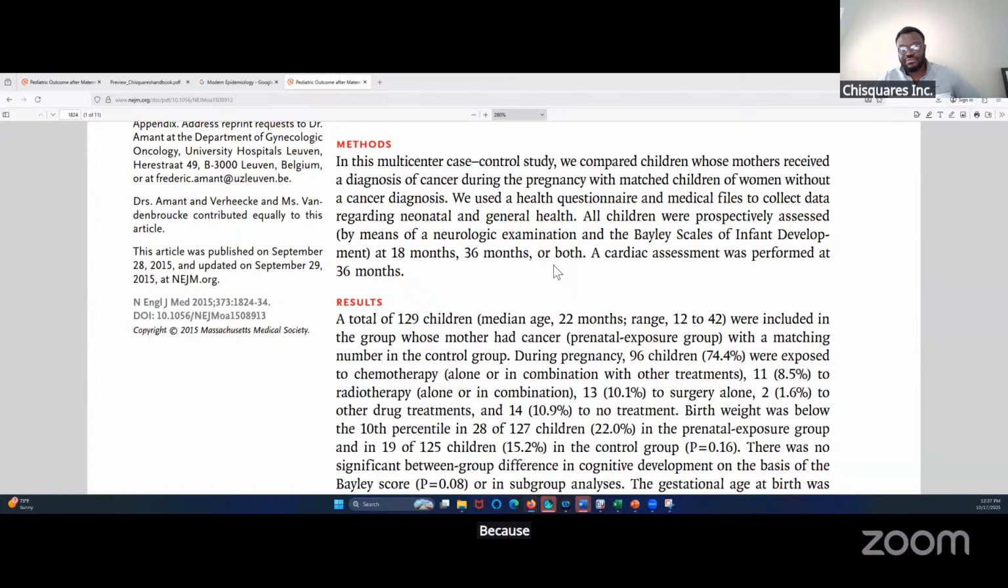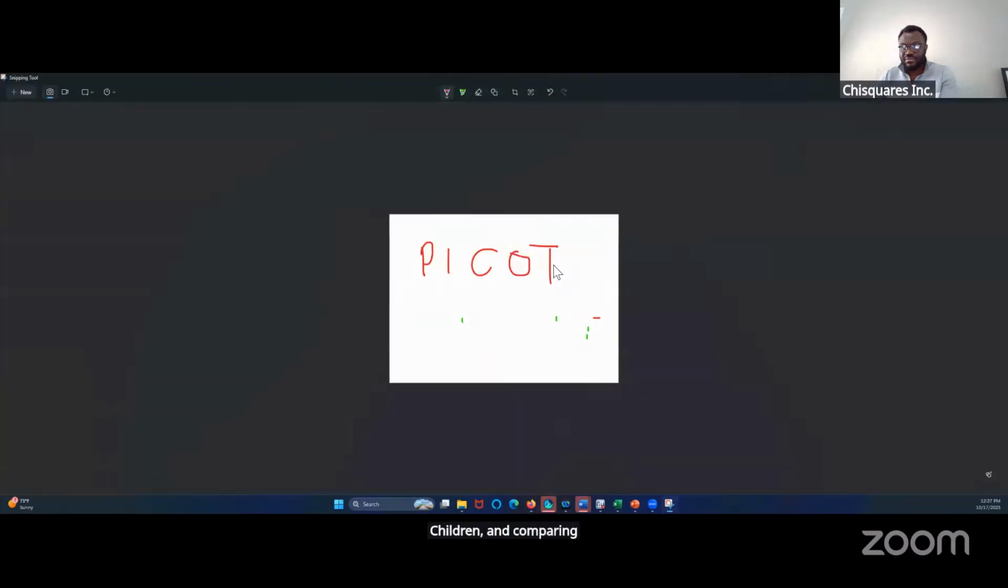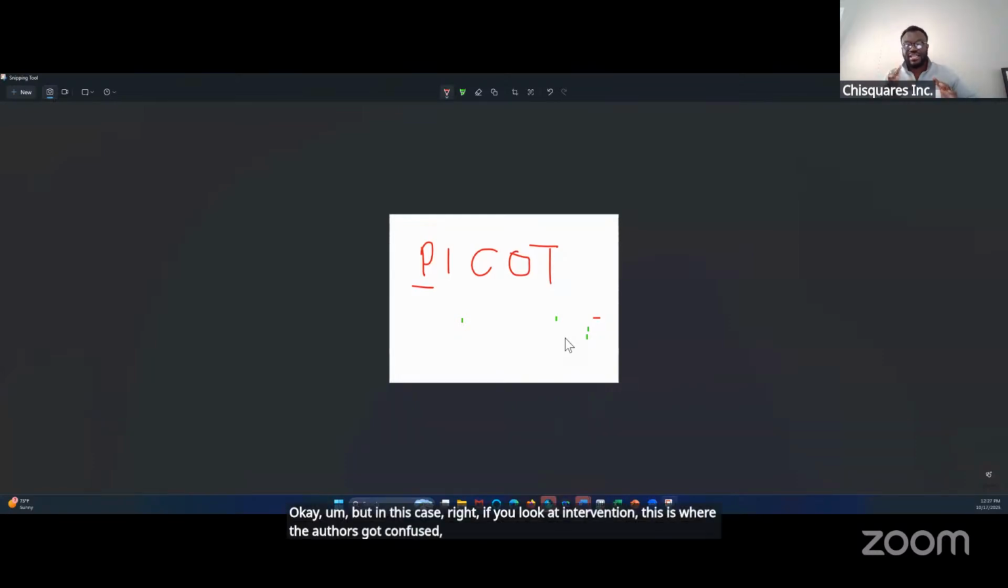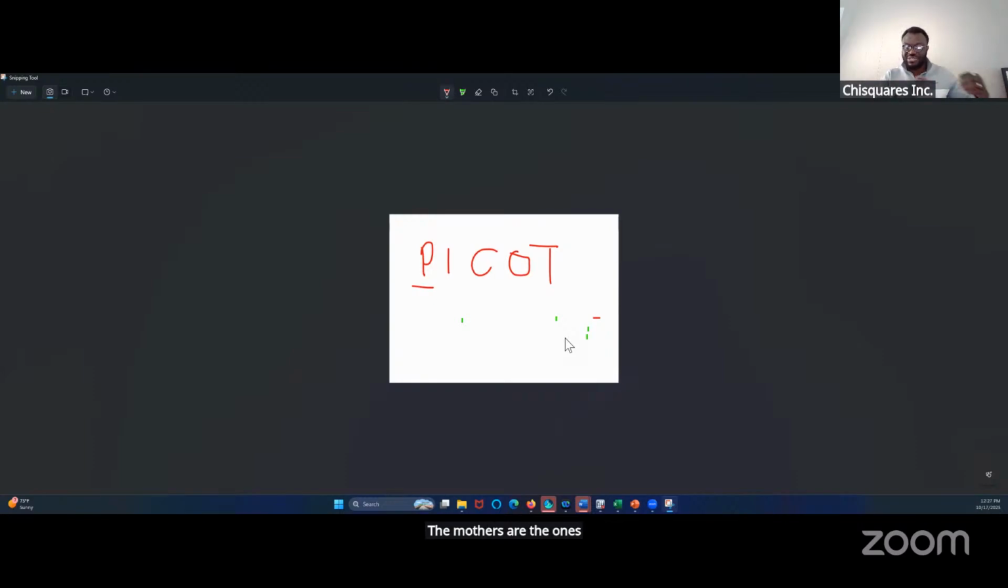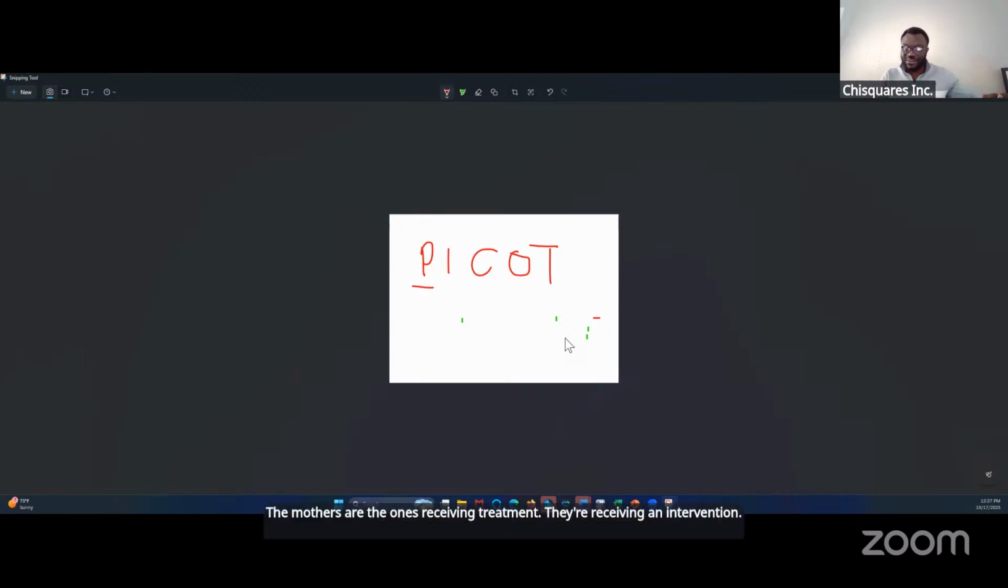Because they selected children and are comparing also with children. Which of the letters in PICO do we need to look at to tell us what the population is? P. Yeah, but to identify P, which other letter do we need to really look at here? Intervention. Okay. But in this case, if you look at intervention, this is where the authors got confused, because they said, well, the mothers are the ones receiving treatment, they're receiving an intervention. That's where they got it wrong, right?